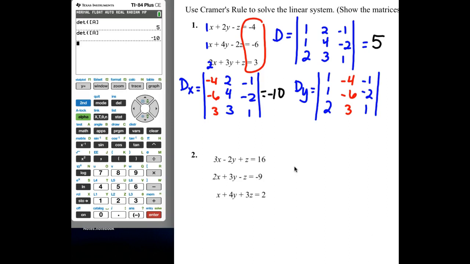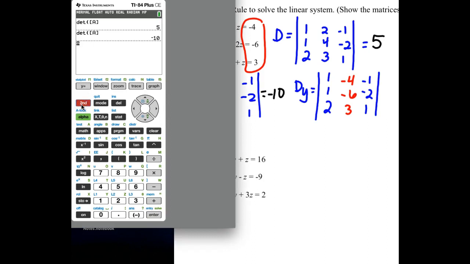going back now, changing it to matrix Y. I am going to have to change a few things here. My third column should still be okay, but I need to switch my first and second columns here. So now notice the second column has my constants in it. Okay, so I'm going to quit out of that. Hit enter again. Now it's going to find the determinant of that new matrix.